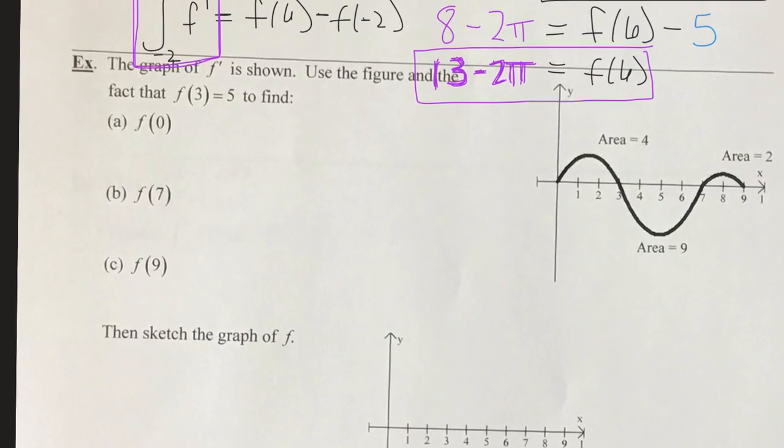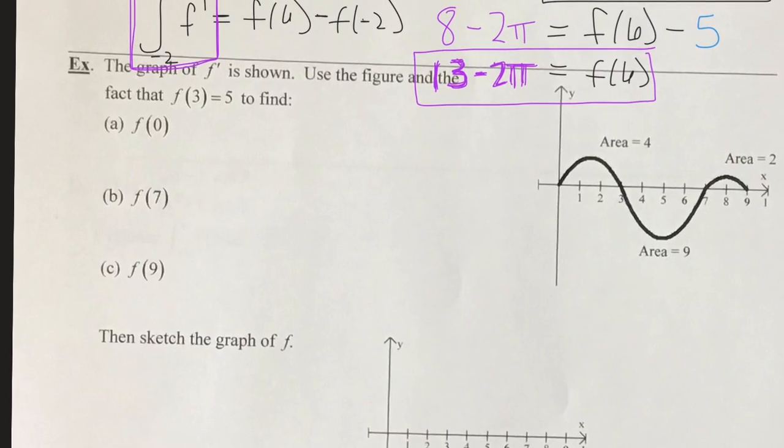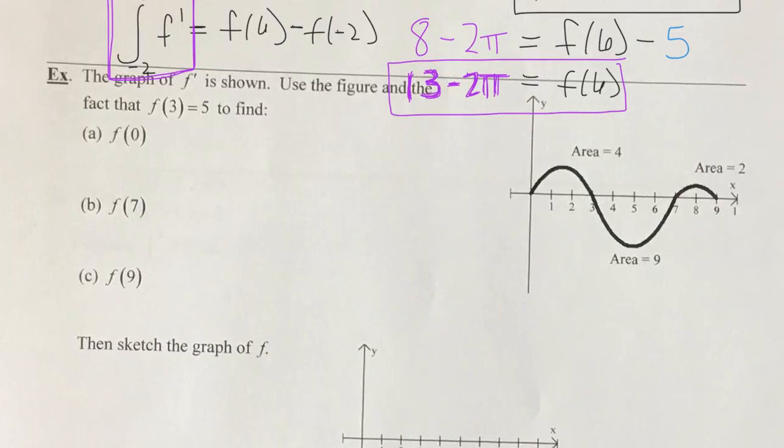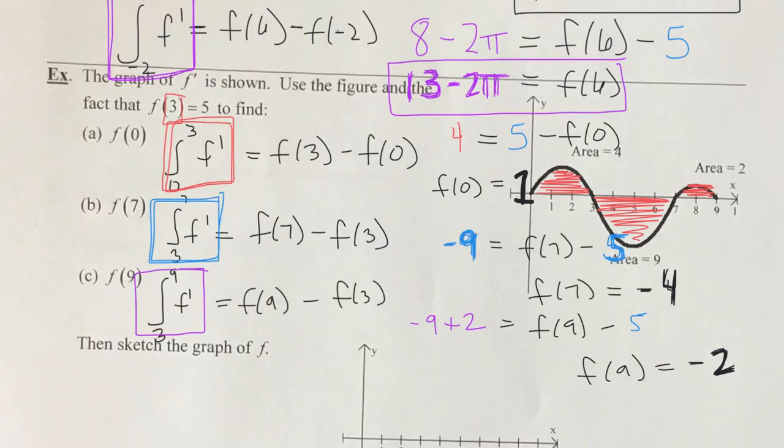Okay, so let's do the same thing here with this next example where we're given some areas. So this area here is going to be 4. This area down here, it says, is 9. And this area here is 2. So there are our numbers. F of 0 is 1. F of 7 is -4. And F of 9 is -2.